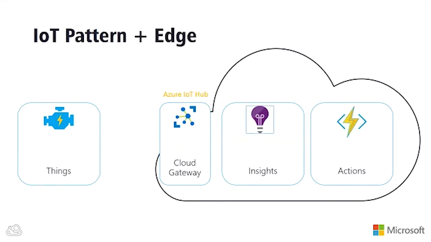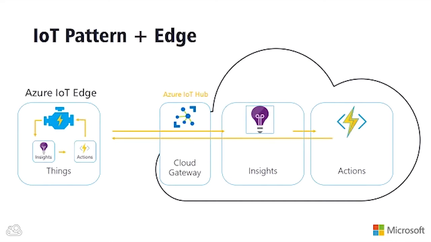So if we add edge into that, right, instead of having to round trip all the way through there, we can run those insights and those actions closer down to the things themselves on some sort of an edge platform to reduce that amount of round trip latency that has to occur. And then only when we need to send data up to the cloud do we do that. So that can help save costs and bandwidth and a whole bunch of other cool stuff.